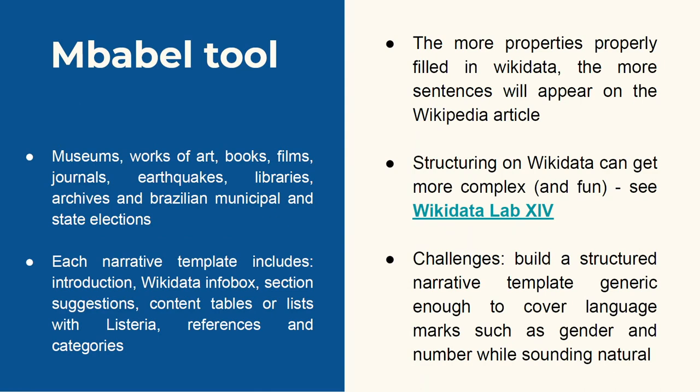So until now, we have templates for museums, works of art, books, films, journals, earthquakes, libraries, archives, and Brazilian municipal and state elections, and growing. So everybody here is able to contribute and create new templates. Each narrative template includes an introduction, Wikidata info box, section suggestions for the users, content tables or lists with Listeria, depending on the case, references and categories, and of course the sentences that are created with the Wikidata information. I'm going to show you in a sec an example of that.